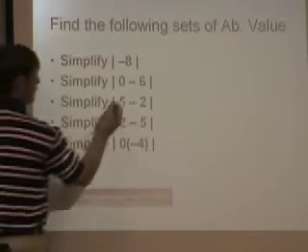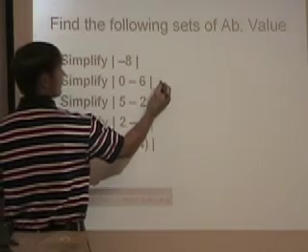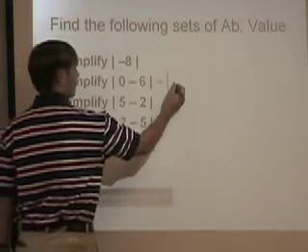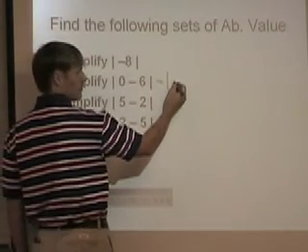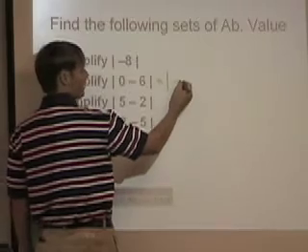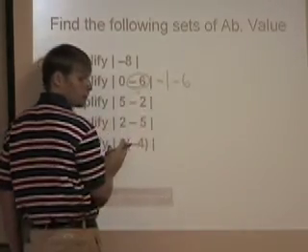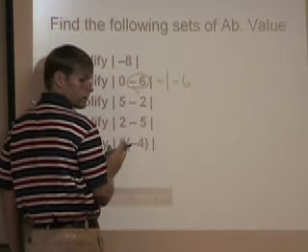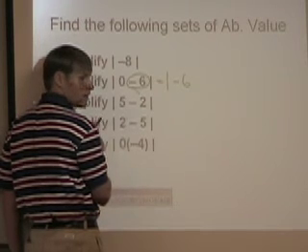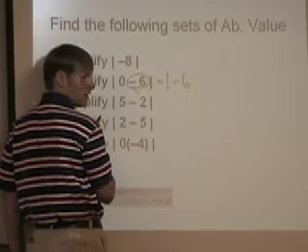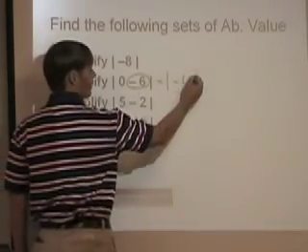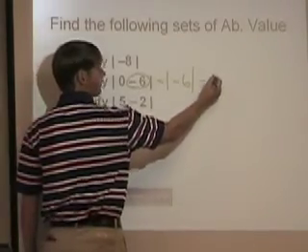What about here? What is 0 minus 6? 6. No. It's negative 6. This is negative 6 because you go left which direction? So if you go left 6 times, where are you? Negative 6. So now what's the absolute value of negative 6?